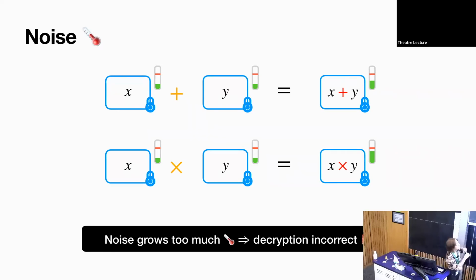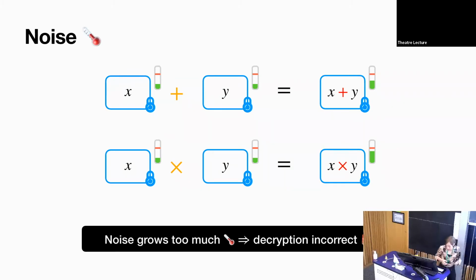I'm gonna use the thermometer a lot. It's a thermometer that tells you how much noise is inside. And when we reach the red bar, it's red, so it's danger. So you can fix your parameters large enough in order to fit a limited amount of operations, and you will do your evaluation, and in the end, you will decrypt.